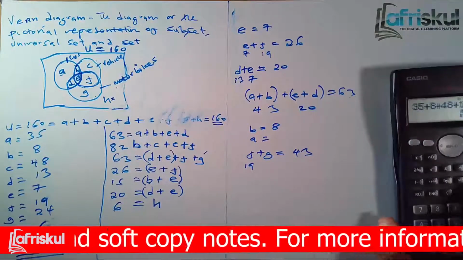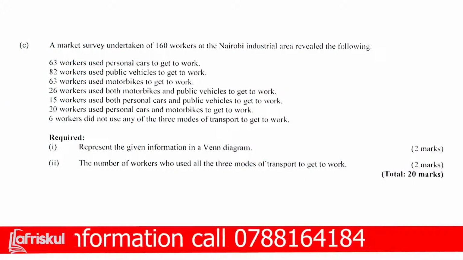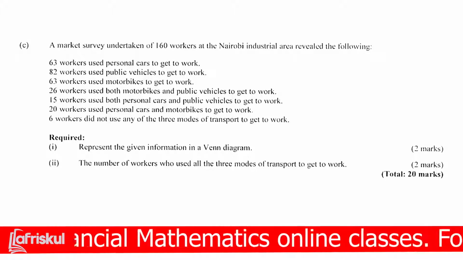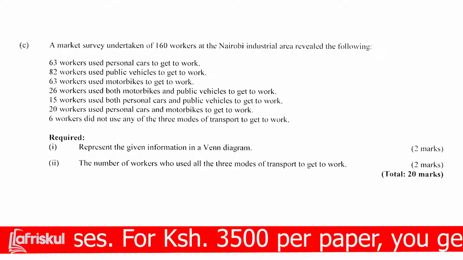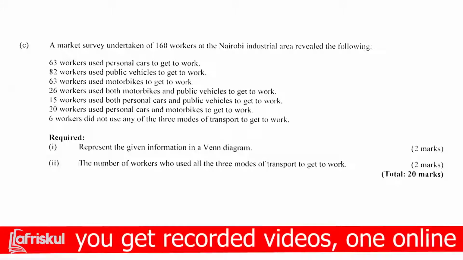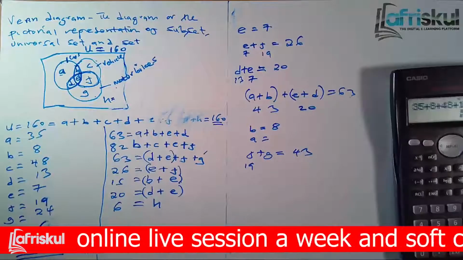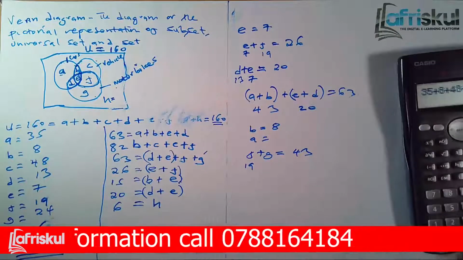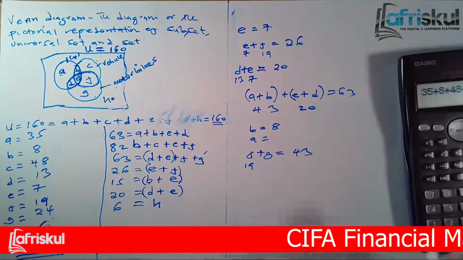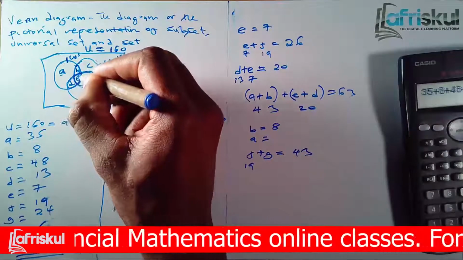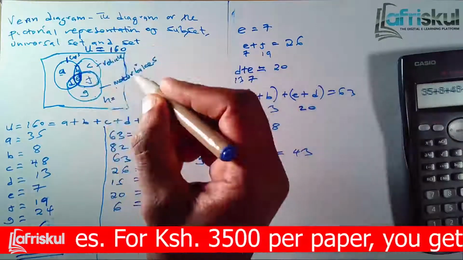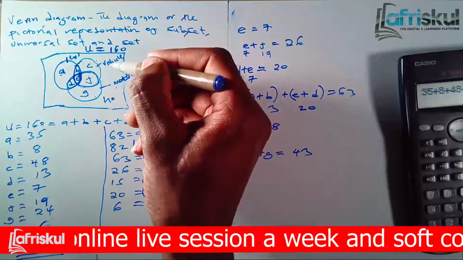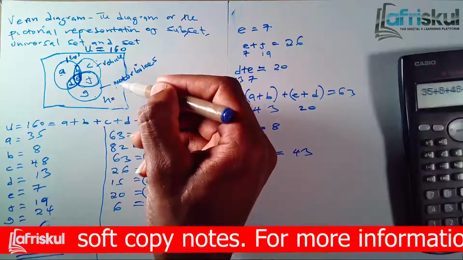Therefore, now we go to what the examiner is asking us: the number of workers who used all the three modes of transport to get to work. When the examiner asks about the number of workers who used all the modes of transport, it is represented by E. It means that they can use cars, vehicles, and motorbikes.